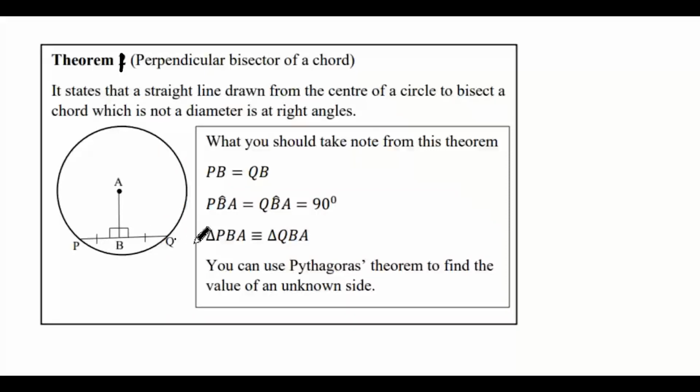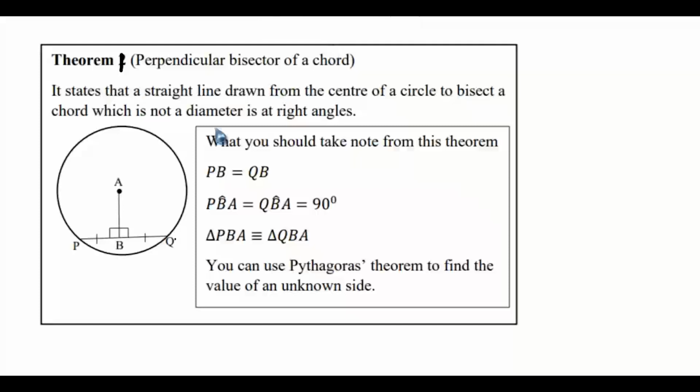Okay, so from there we can say triangles PBA and QBA are congruent triangles. And here you can use Pythagoras theorem to find the value of an unknown side. So that is what you need to know in the first theorem. You have a perpendicular bisector, then you should know that the chord will be divided into two equal halves, and you can use Pythagoras theorem because you have a right angled triangle.